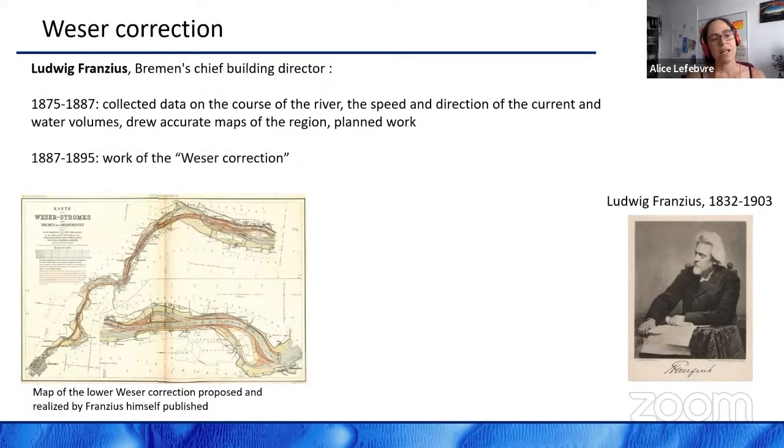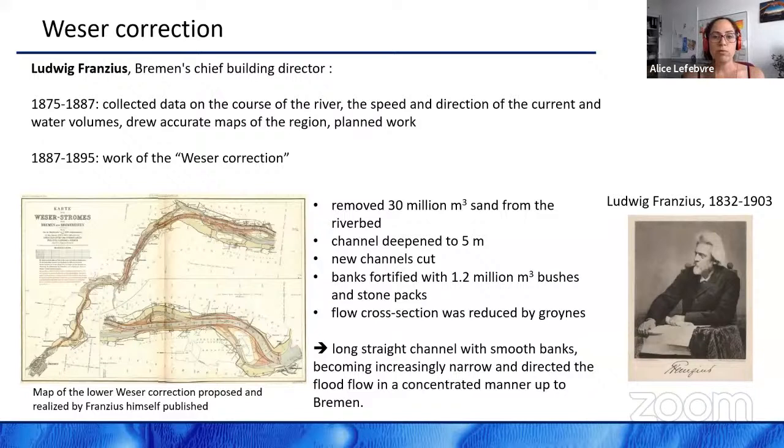And then between 1887 and 1895, there was the work for the so-called Weser correction. For this, they removed 30 million cubic meters of sand from the riverbed. They cut the channel to 5 meters. They cut a lot of new channels, and you can see that over here. Over here, for example, this was the main channel, and this was meandering. And Ludwig Franzius thought that it wasn't so good to have so many meandering channels, so he just straightened the channel and made this one the main channel. You can see over here as well, for example, a big meander which got straightened.